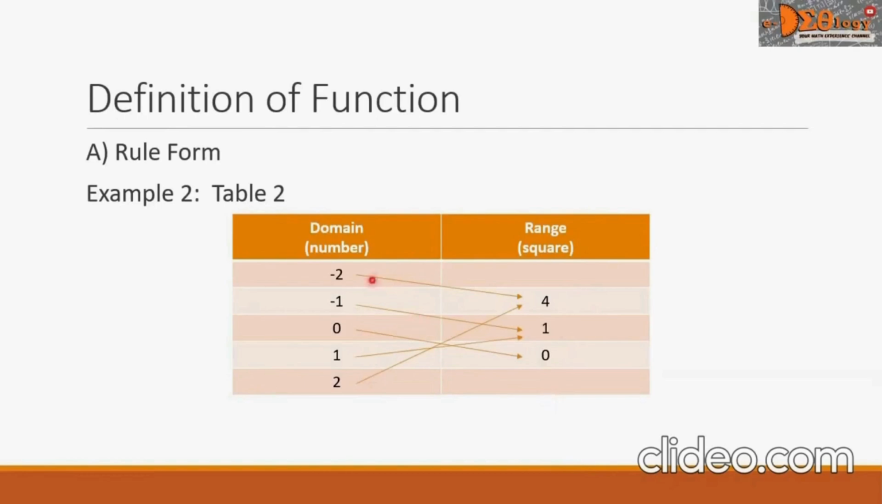It means if I square -2, it will go to +4. -1 squared will be +1. 0 squared is 0. 1 squared is +1. 2 squared is +4. The domain here is the set -2, -1, 0, 1, and 2. And for the range, the elements are 4, 1, 0.